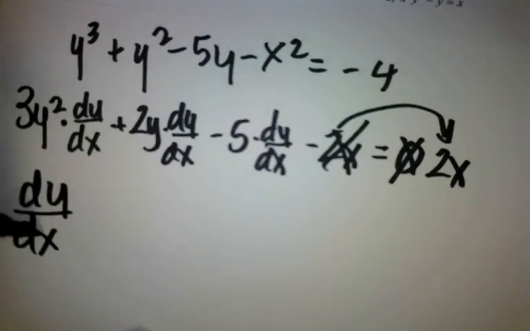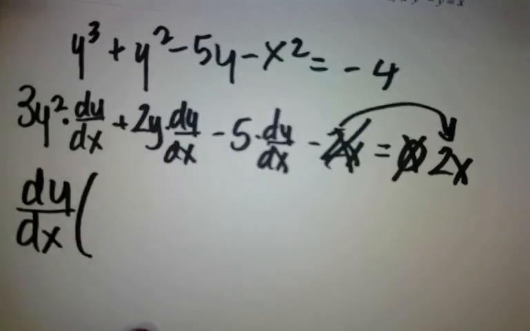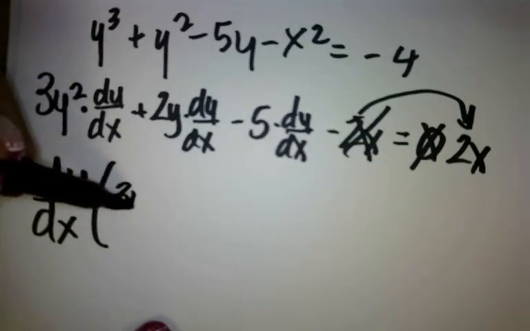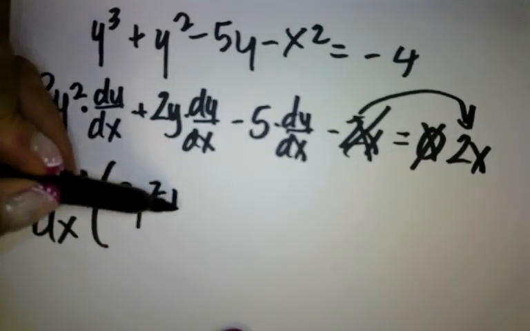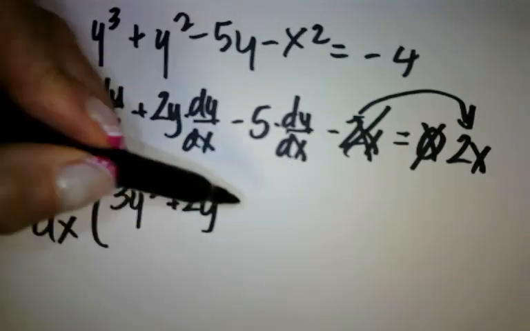If I get rid of it here, I have 3y squared. If I get rid of it here, I have 2y. If I get rid of it here, I have minus 5. And over here, I just have 2x.